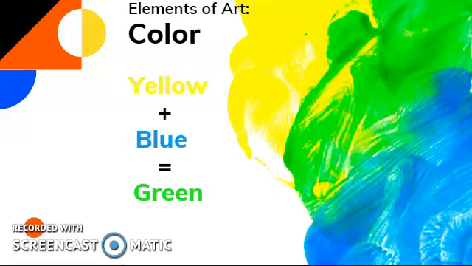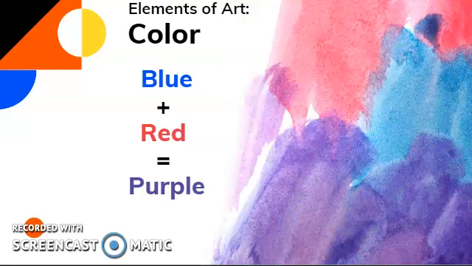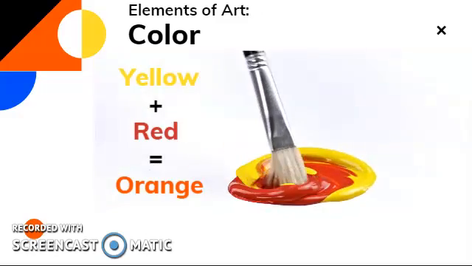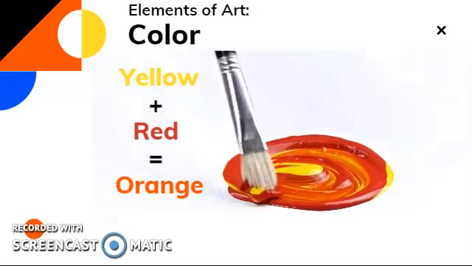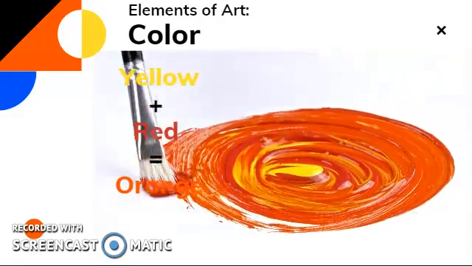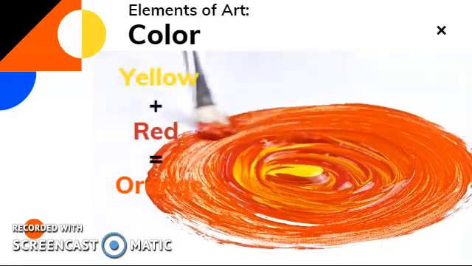When you mix primary colors together, you get secondary colors. Secondary colors are like green, yellow and blue mixed together to make green. Blue and red mixed together to get purple. And yellow and red mixed together to get orange. Lots of artists use paint to mix colors.